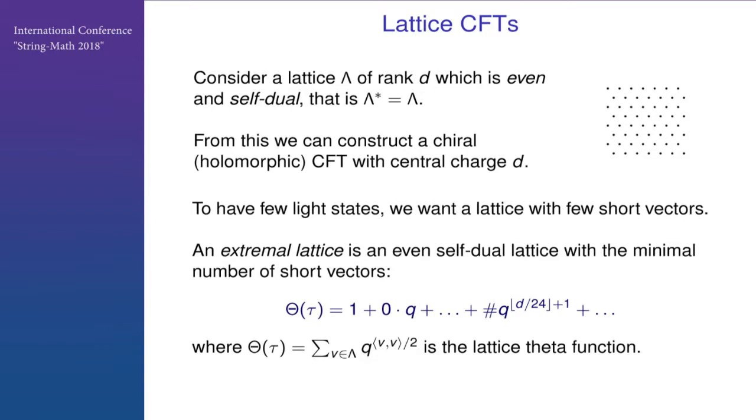And it turns out if it's even and self-dual, then the resulting theory is indeed holomorphic. Now, remember, what we're still aiming to do is find theories which have very few light states. And basically, the point is that the vectors in the lattice correspond to states in the vertex operator algebra, in the conformal field theory. So if you want to have few light states, that means we need to consider a lattice which has only few short vectors, or optimally no short vectors at all.